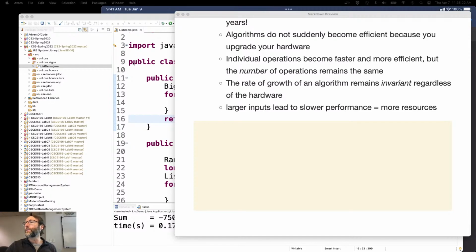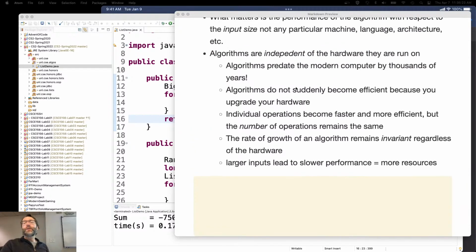Algorithms predate modern computers by thousands of years. Algorithms do not suddenly become efficient just because you upgraded your hardware. The individual operations become faster and more efficient, but overall the number of operations remains the same. So what we want to calculate is the order of growth, the rate of growth as you increase the input sizes. Larger inputs lead to slower performance, which means you need more resources: more time, more memory, more power. That is all part of a general trend, and that's where we want to look at these things.